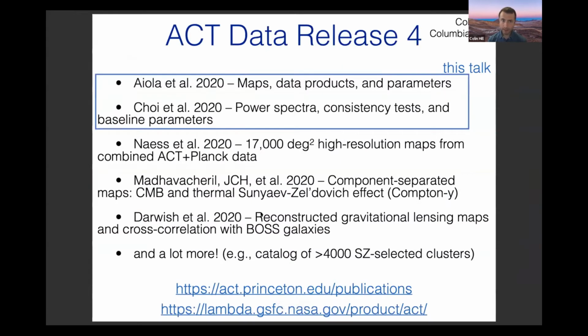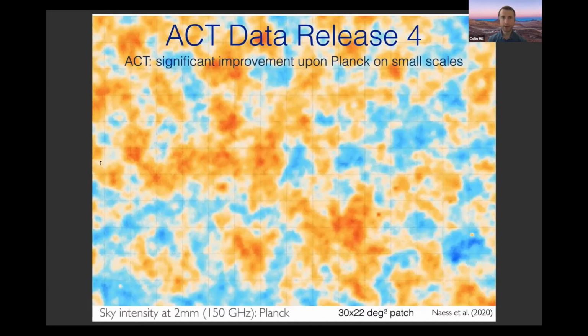We've released a lot of data and analyses in the last year or two. I'm just going to focus on these cosmological analysis papers here, but there's a lot of other interesting things you might want to take a look at, including component separated maps, for example, of the Compton Y parameter, which I worked heavily on, reconstructed gravitational lensing maps, as well as preliminary maps combining some of our more recent data with data from Planck in this paper by Sigurd Næss et al.